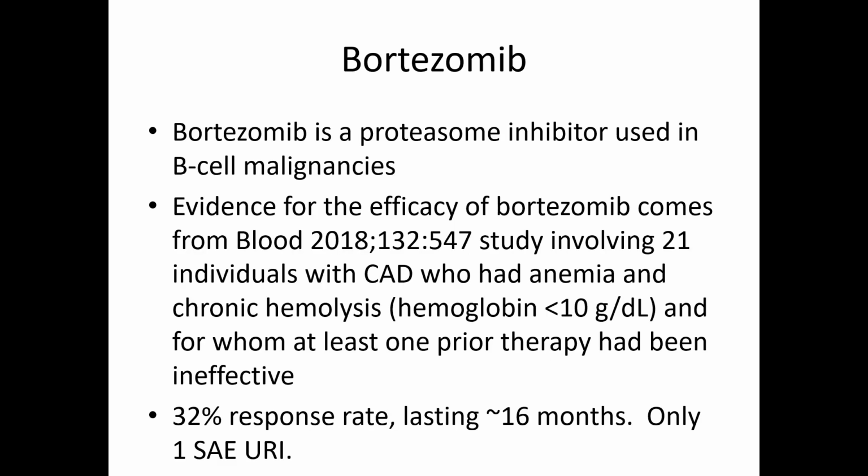So what about other agents? Bortezomib. Bortezomib is a proteasome inhibitor that's largely used to treat B-cell malignancies. The evidence for utilizing this agent was published last year in the journal Blood, involving 21 individuals with cold agglutinin disease who had anemia, typically with a chronic hemolytic background with hemoglobins under 10 grams per deciliter, which one prior treatment had already shown that they were refractory to.